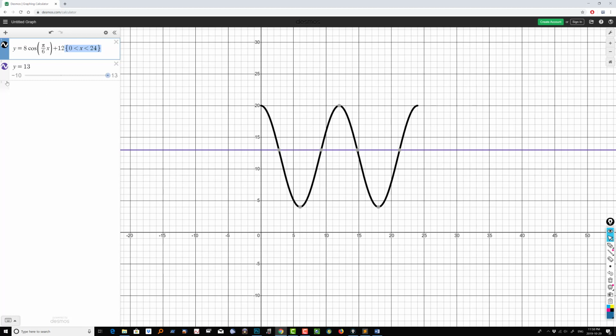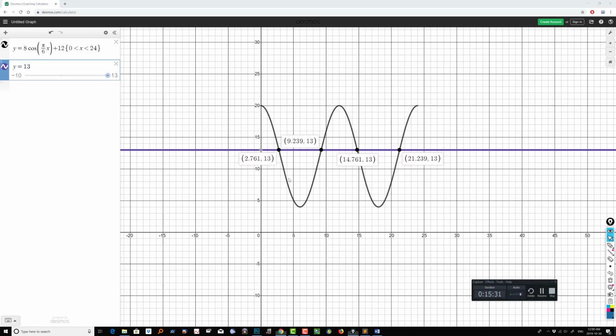And the question in part C is talking about the water depth being at least 13 to be safe. It has to be at least 13. In fact, it's safe up here and it's starting to get unsafe when the water level is very low. Determine the number of hours per cycle the ocean liner can safely dock. Okay, so clicking on the points, we can see that it's safe between here and here, which is between 0 and 2.761.